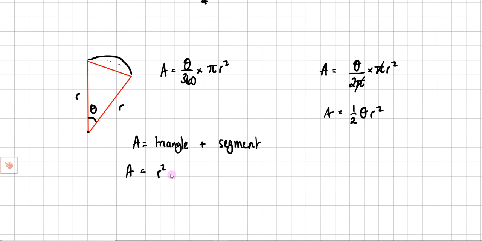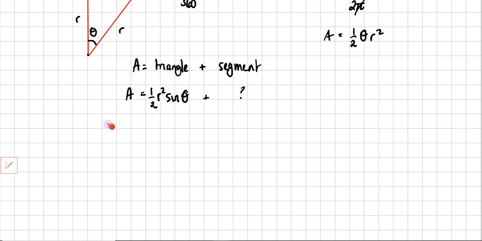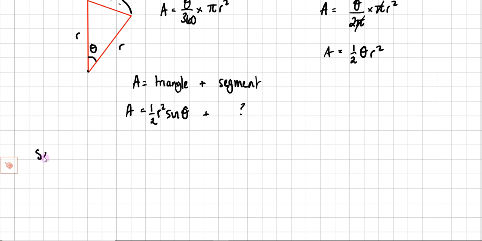R squared sine of theta. R squared sine theta, yeah? All right. Anything else there? Aha. Okay. But now we've got to work out what the segment is. But don't we need to write this maybe in a different way round? Yeah, so let's look at what we would do for the segment separately first.